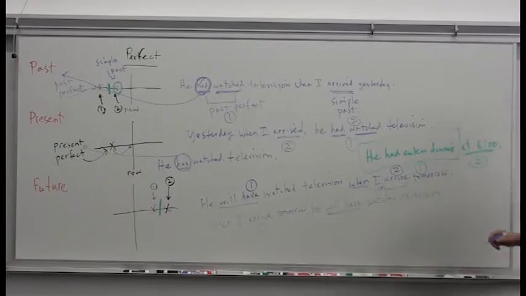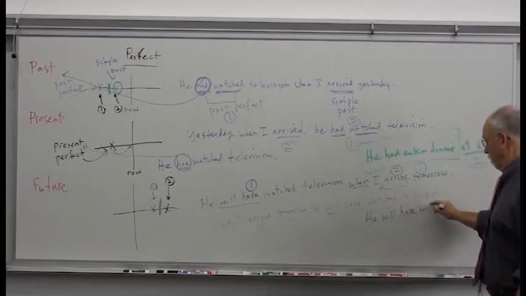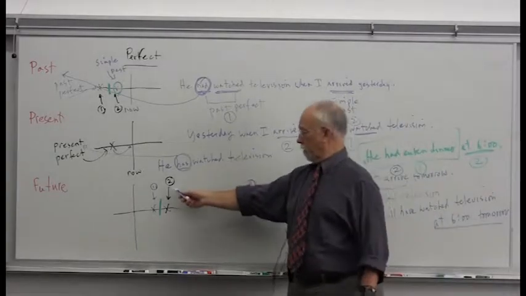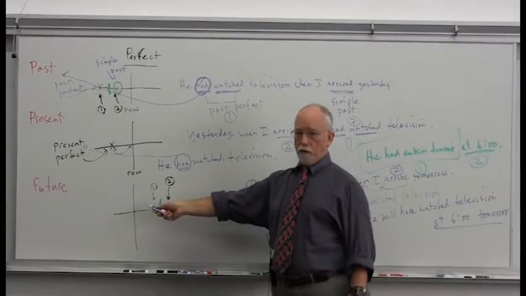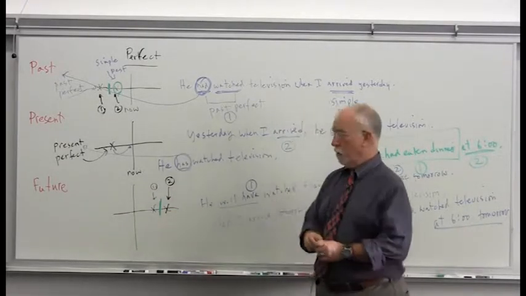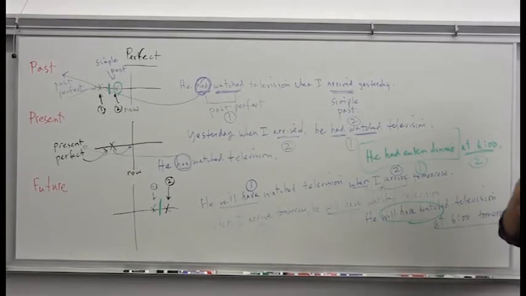And again, we could use this with the time. He will have watched television at 6 o'clock tomorrow. So here, at 6 o'clock tomorrow, that's the second one. So when 6 o'clock comes, the watching of the television, this action will happen and be finished. So we can tell the time sequence by the verb tenses. So here it says, he will have watched. So that tells me this is going to occur first, and then 6 o'clock will come after that.